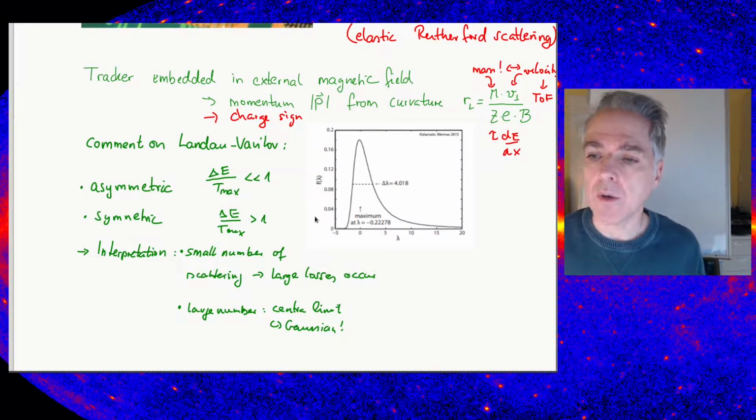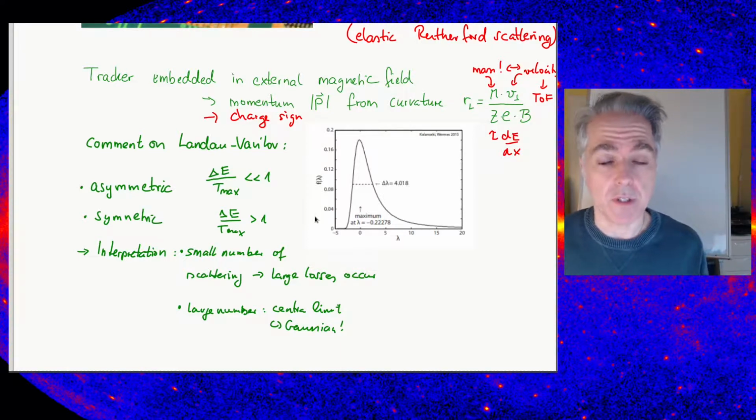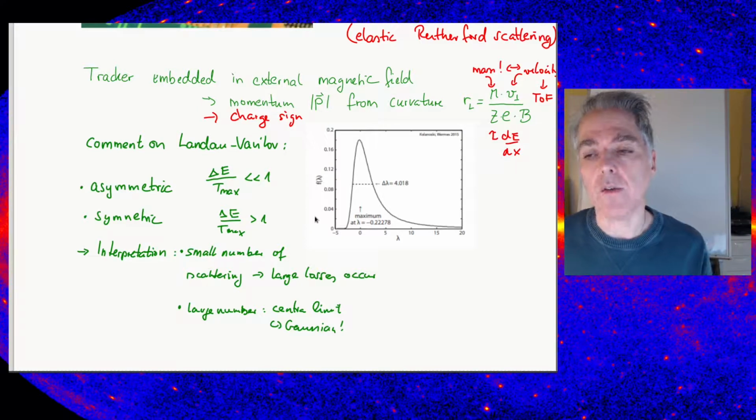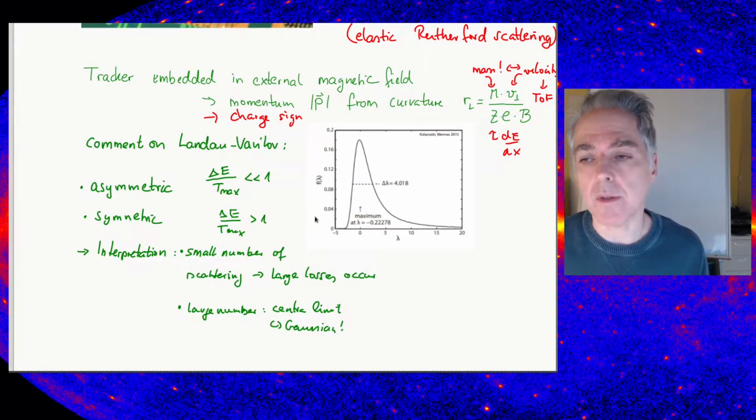And I don't want to go into the details here, but there's an interesting feature: if you have very few energy scattering effects taking place, you will have an asymmetric distribution that's shown here to the right. This corresponds to each individual scattering case having less than the maximum possible energy lost. And then you have a tail towards large energy losses.